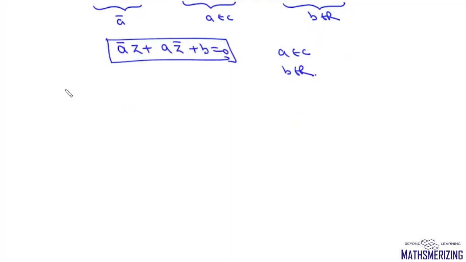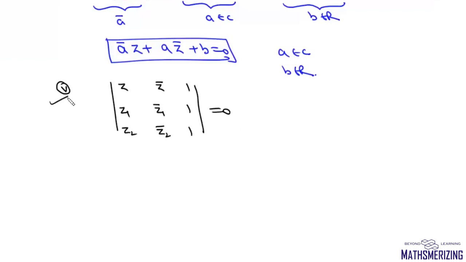Now another way to write the equation of a straight line in complex numbers is using the area of a triangle. If z, z1 and z2 lie on a straight line, then the value of this determinant, with rows z, z bar, 1; z1, z1 bar, 1; z2, z2 bar, 1, must be equal to 0. So this is another way of writing the equation of a straight line in complex numbers.